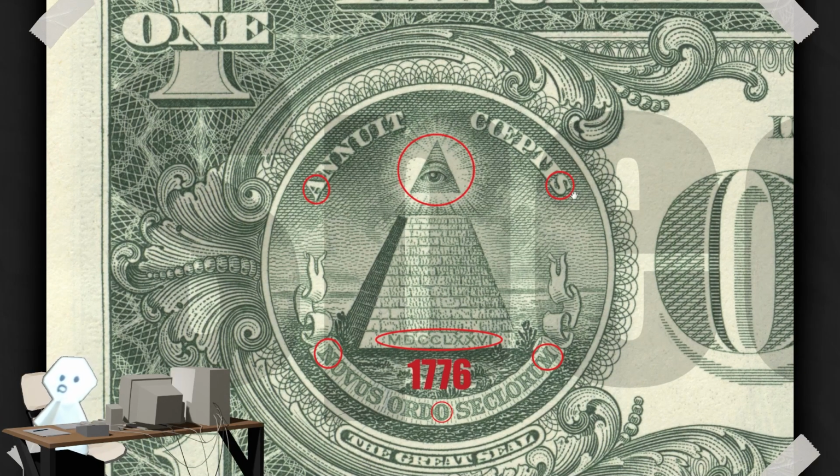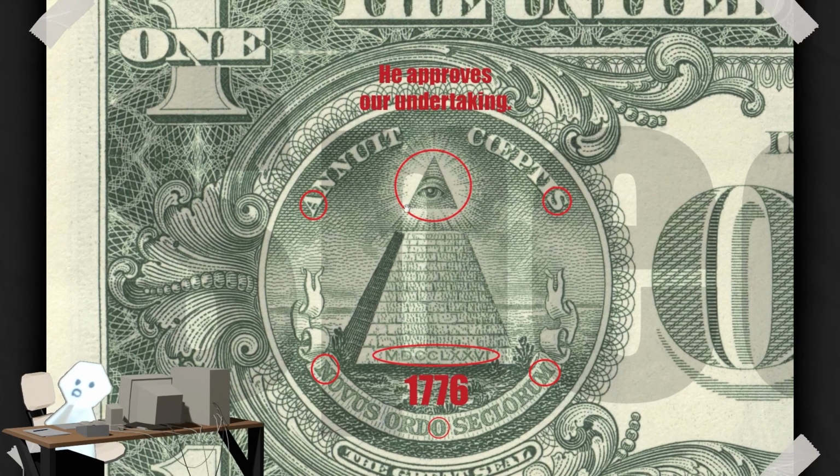We'll go to the Roman. We'll just translate it. So, Inuit means, I think, approve. This is undertaking. So, he approves our undertaking. But who approves? Who is approving? I think, we can start with, the Eye of Providence approves our undertaking.